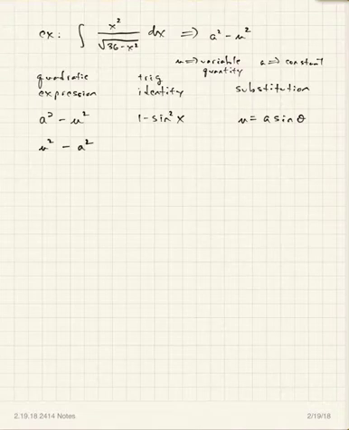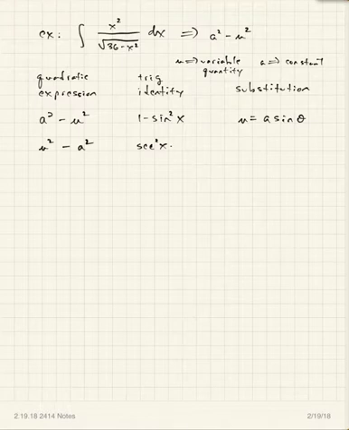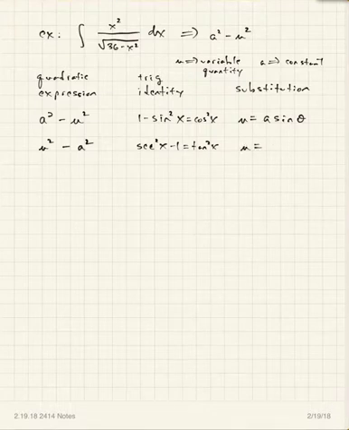And so the trig identity we might use is the fact that secant squared x minus 1 is equal to tangent squared. Let me write that over here too, up here, that 1 minus sine squared is cosine squared. And so we're going to use the secant function as our substitution here. And so the substitution will be to let u be equal to a secant theta.